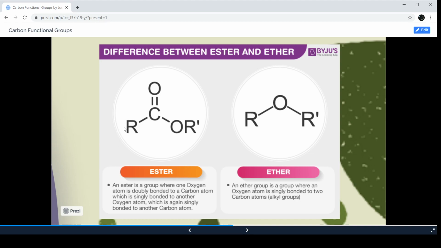An ester group is where we have a double bonded oxygen to a carbon, which is also connected to another oxygen, which is then connected to a whole bunch of other parts of the carbon chain. And an ether here is where we just have an oxygen right in the middle of a carbon chain. All right.